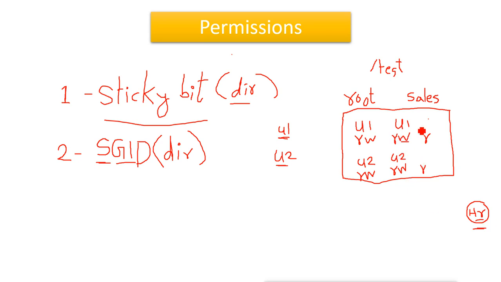But there is a problem here. The problem is that we are adding the user into the primary group of other users. That means not only on this directory, if this user creates any file anywhere, this user will get the read write permission because of the primary group. Now that is what we don't want. We want this only on this directory. So that also we can't do.